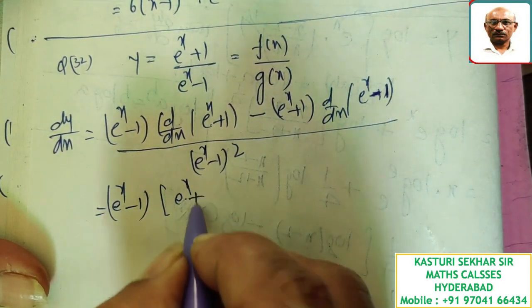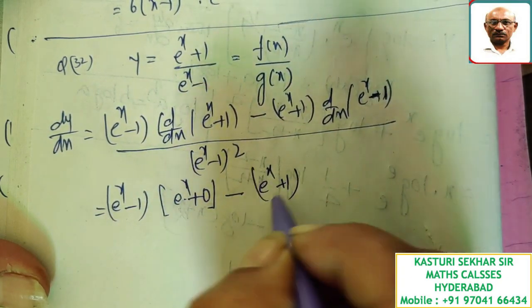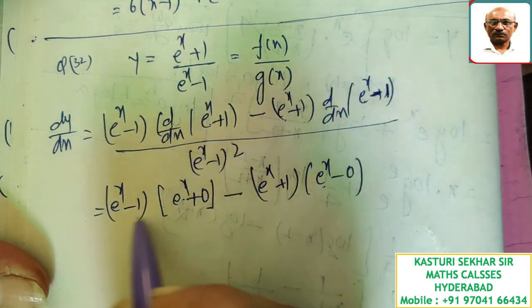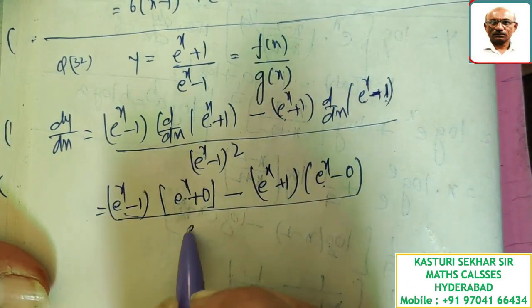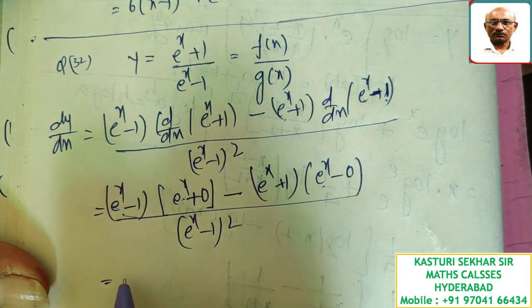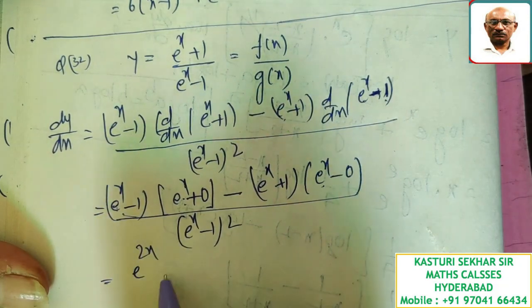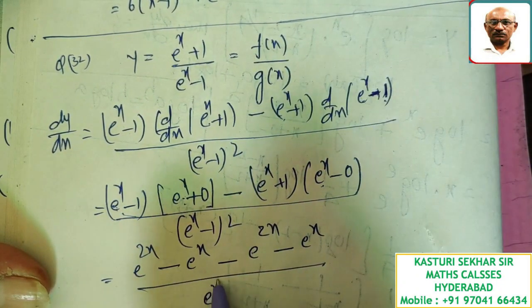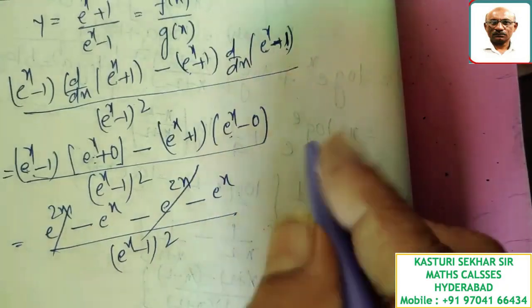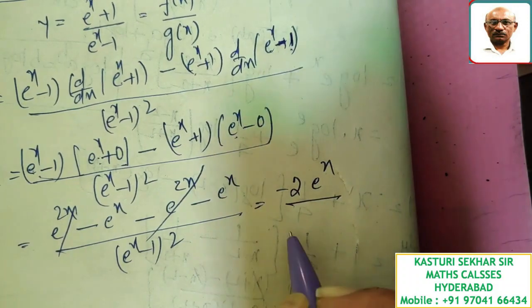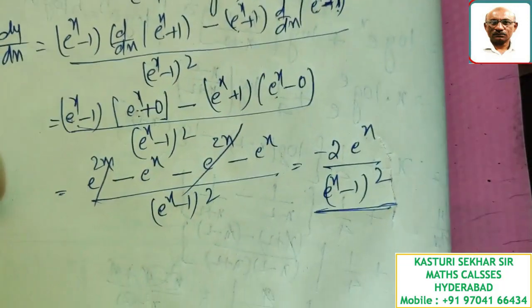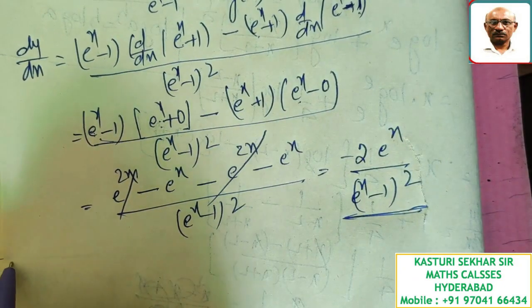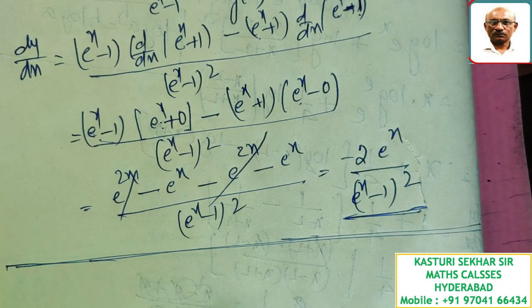e power x derivative is e power x, constant derivative 0, minus e power x plus 1 into denominator derivative, e power x, constant 1 derivative 0. Now open the brackets. e power x into e power x, e power 2x minus e power x minus e power 2x minus e power x, divided by e power x minus 1 whole square, which is minus 2 into e power x divided by e power x minus 1 whole square. Option A is the answer to the given problem.